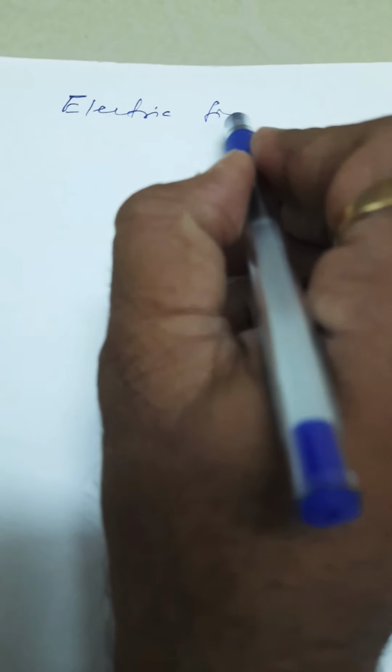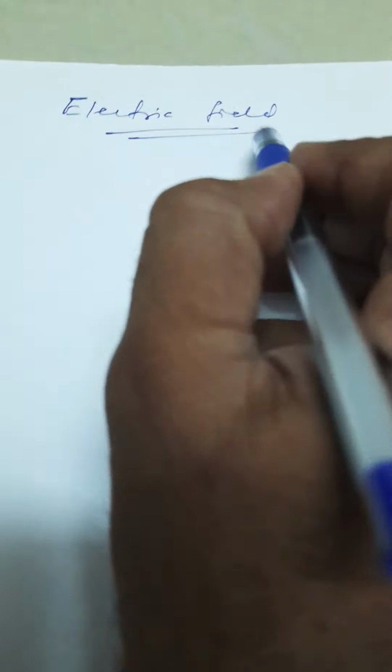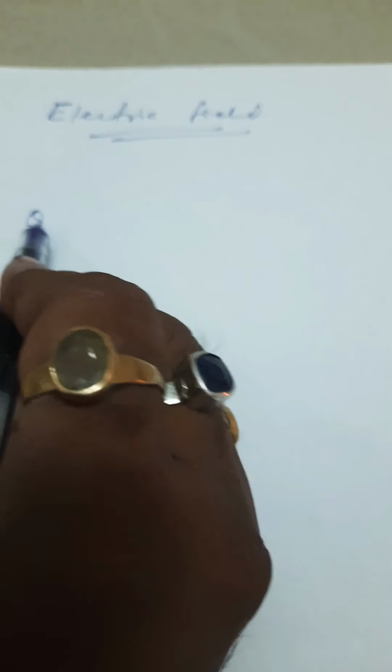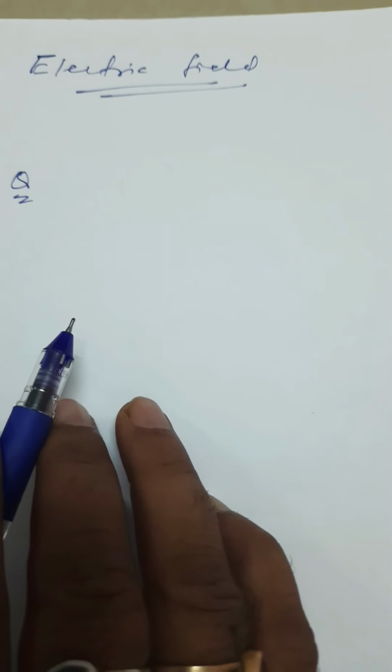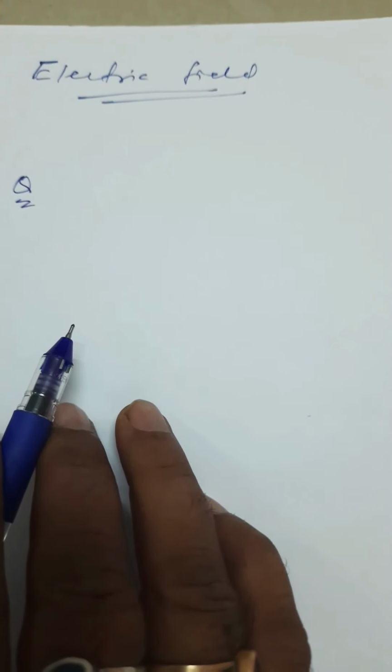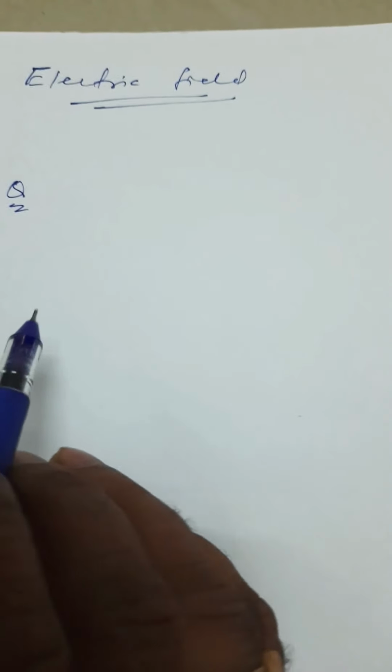So today we'll discuss the electric field, in continuation of the previous lecture. Basically, a charge Q produces something called an electric field in the space around it, and this electric field exerts a force on any charge placed in the vicinity of this particular charge. So we can say it's something like this.